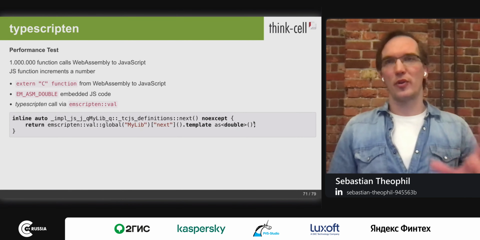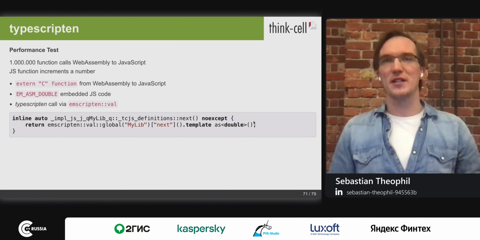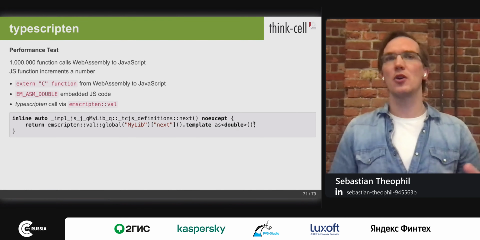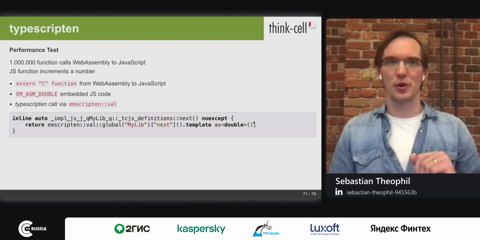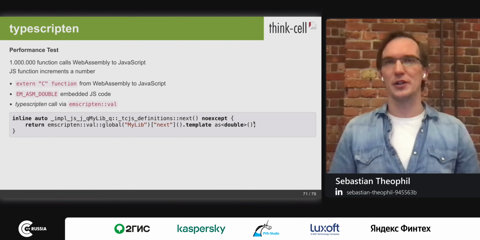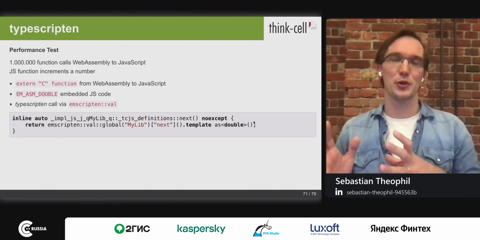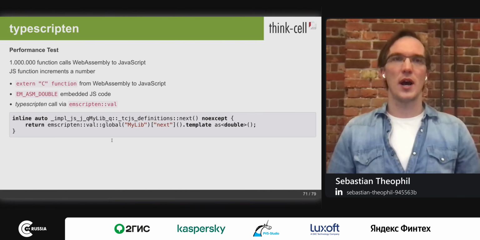I also did a small performance test of the interfaces that my tool generates. So I made a small test where I make 1 million calls from WebAssembly to JavaScript. And I called a very simple JavaScript function that simply increments a number. And I wanted to compare all the 3 ways I have to call JavaScript from C++. So I use a simple function that I import into WebAssembly, I use the emscripten macros that I have to call JavaScript, and I use an interface I generated via our Typescripten tool.